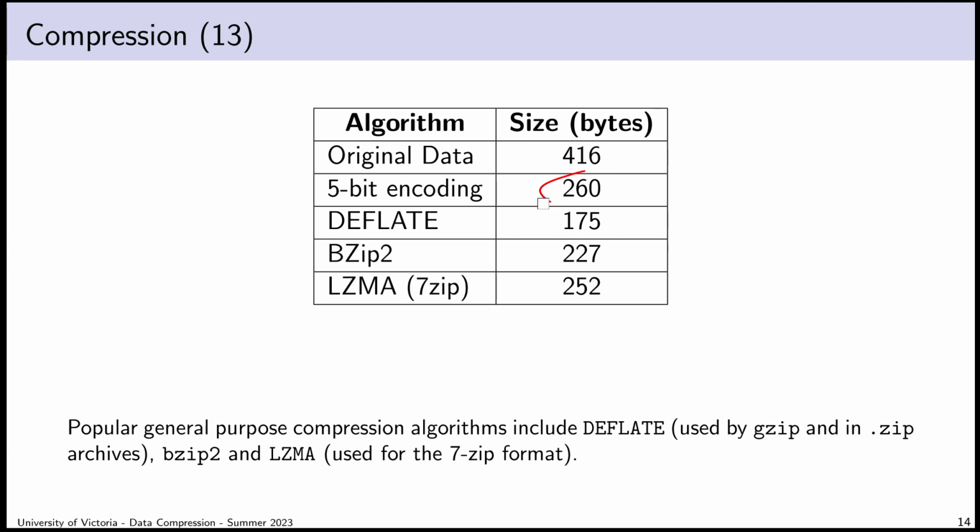So what's our comparator? Is that good if I go to 260 bytes versus 416? Certainly, it's better than nothing because 260 is less than 416. But on the other hand, how do I know? What's my barometer for whether I've achieved amazing compression or terrible compression?